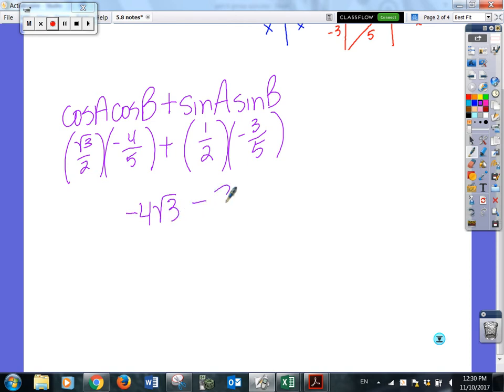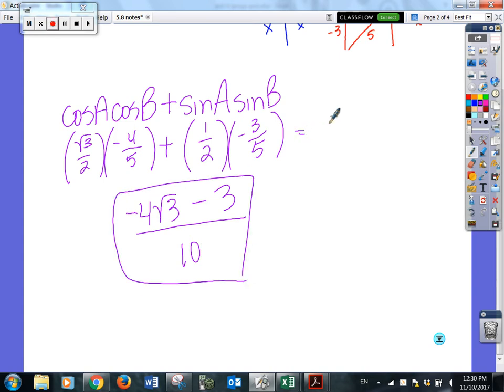-4√3 minus 3/10. You want to skip that middle step. If you don't want to skip that middle step, -4√3/10 minus 3/10. And then when you combine those, because they're like terms, you get that answer right there.